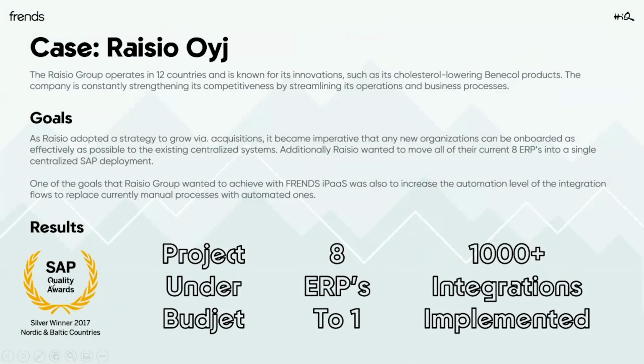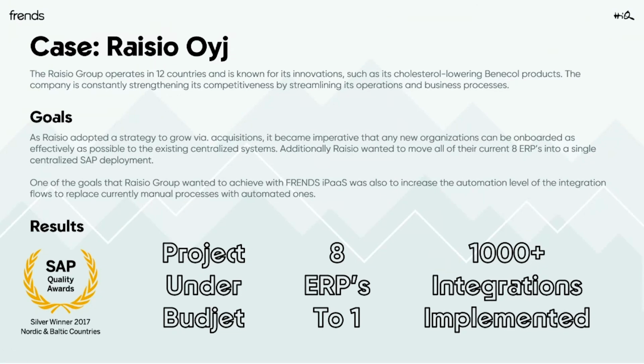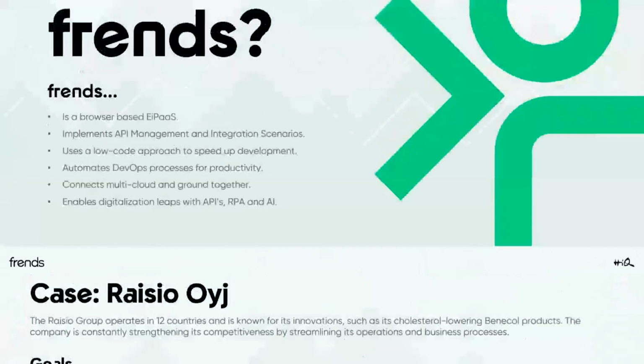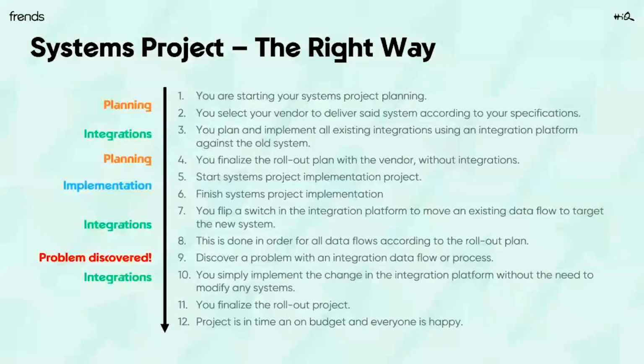But that's pretty much everything I wanted to go through today. Here are some of our customers, just as a reference, and I'd like to point out that as an enterprise integration platform, here with Frends and HiQ, we've done hundreds and hundreds of system implementation projects, ERP projects, CRM projects, exactly using this pattern and this ideology. And this is the most important thing that we want customers to try and understand when they are planning systems projects, and especially when they are planning and considering integrations around those systems and those projects.